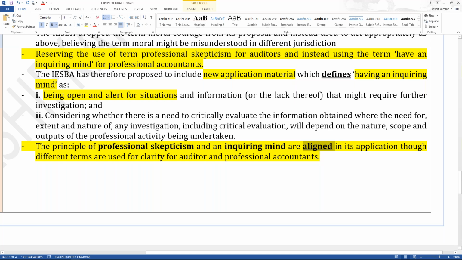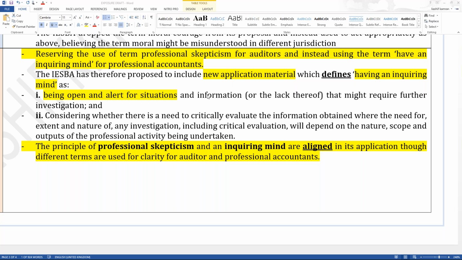So is the meaning of the term professional skepticism and the meaning of the term inquiring mind the same? Everyone agrees to that? But we are using different terminologies for the auditor and different terminologies for the professional accountant. Is that clear to everyone? So in an exam paper, you will use the terminology professional skepticism for an auditor and inquiring mind for a professional accountant, even though the meaning of both terminologies is the same.